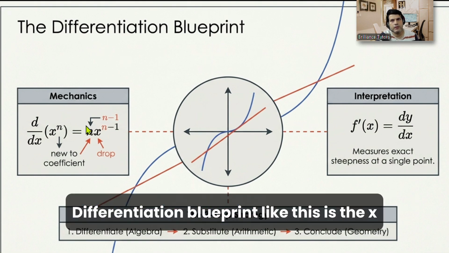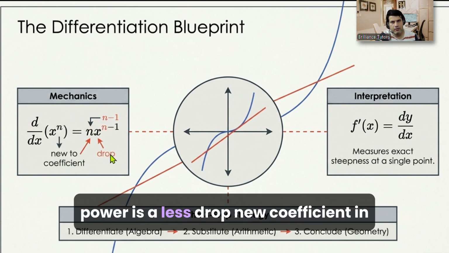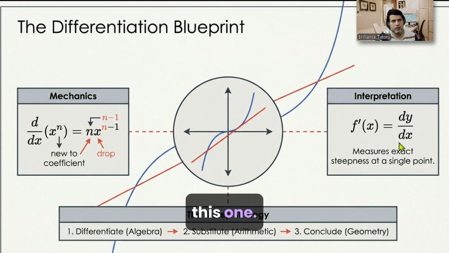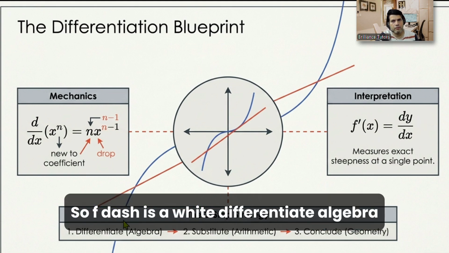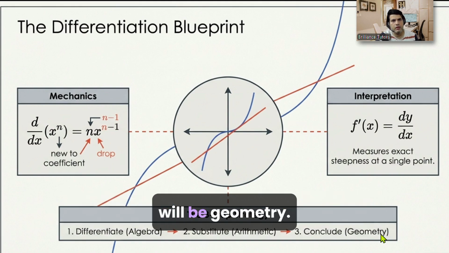Differentiation blueprint: this is x to the power n, so n is multiplied and the power is reduced by one, drop the new coefficient in this one. So f dash is dy by dx. Differentiate algebra, substitute arithmetic and conclude, that will be geometric.